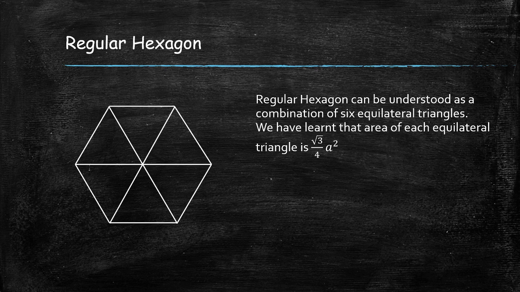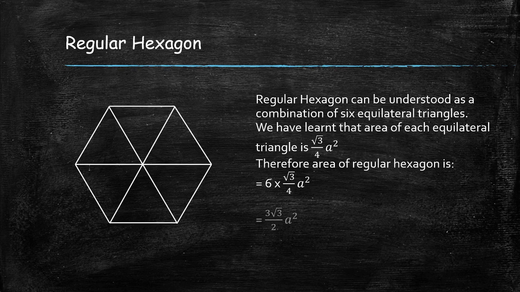So for finding the area of a regular hexagon, we multiply the area of one equilateral triangle into 6. So we find the area of a regular hexagon as 3 root 3 by 2 a square.